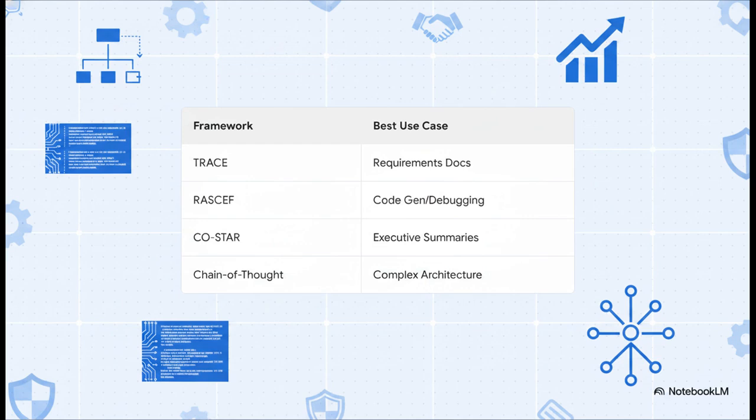Wrapping up our core topics with Section 5, Professional AI Workflows. If you want professional results, you need professional prompting frameworks. It's that simple. Let's break these down. Use Trace when you're dealing with requirements documentation and user stories.